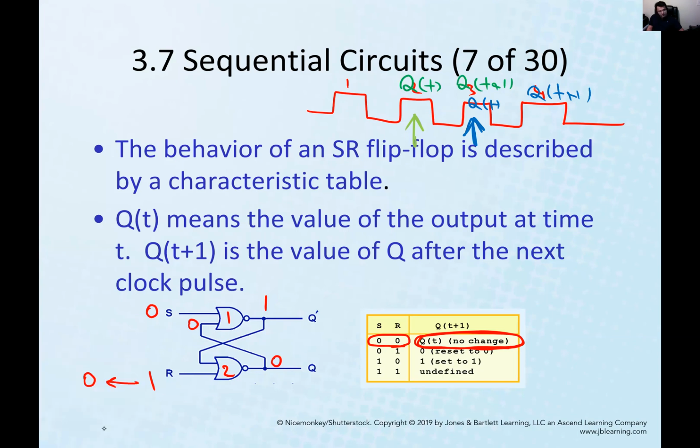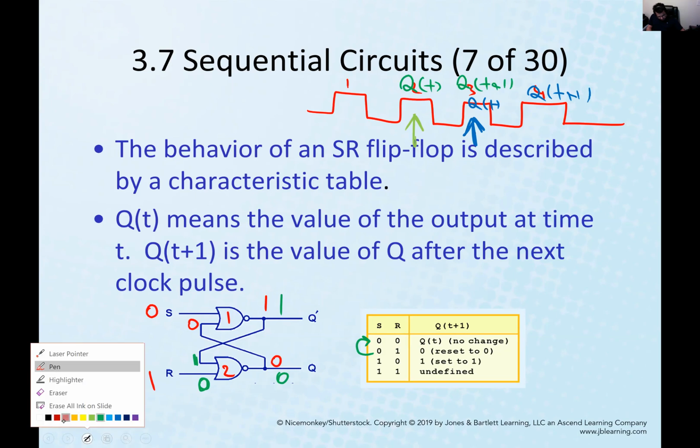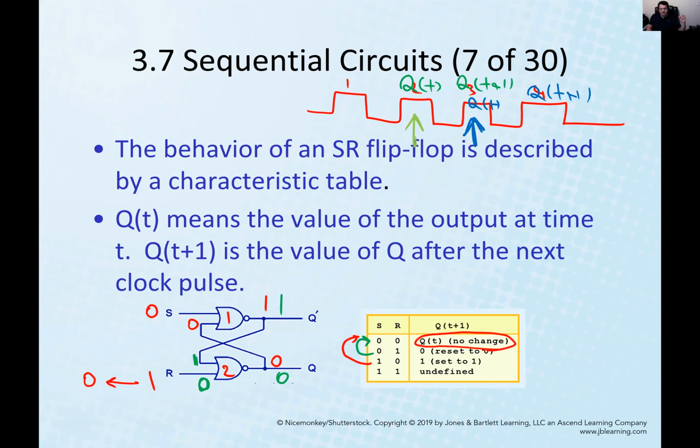Let's see what's going on here. If R changes from 1 to 0, R will be 0. The R input of gate 2 will be 0. The second input is still 1, and the output is still 0, and no change. We see that no change is happening. So if we move from inputs 0, 1 to 0, 0, or from 1, 0 to 0, 0, there is no change in the state. Okay, the state will remain the same.